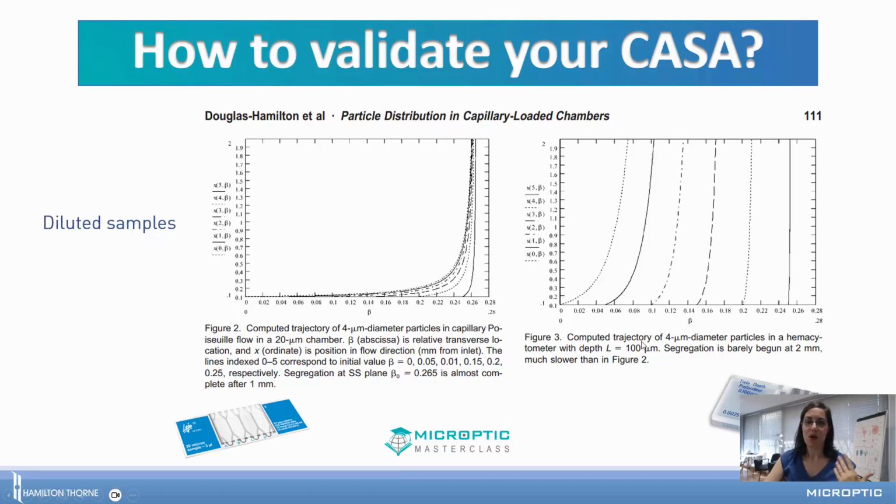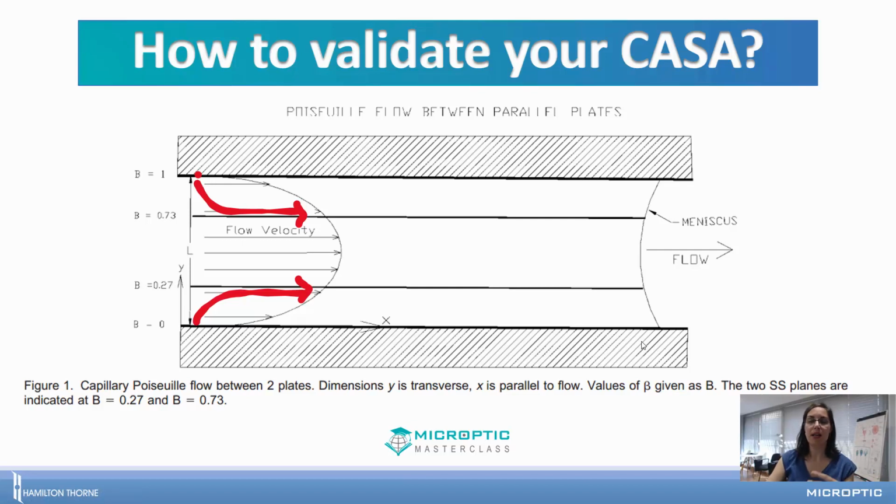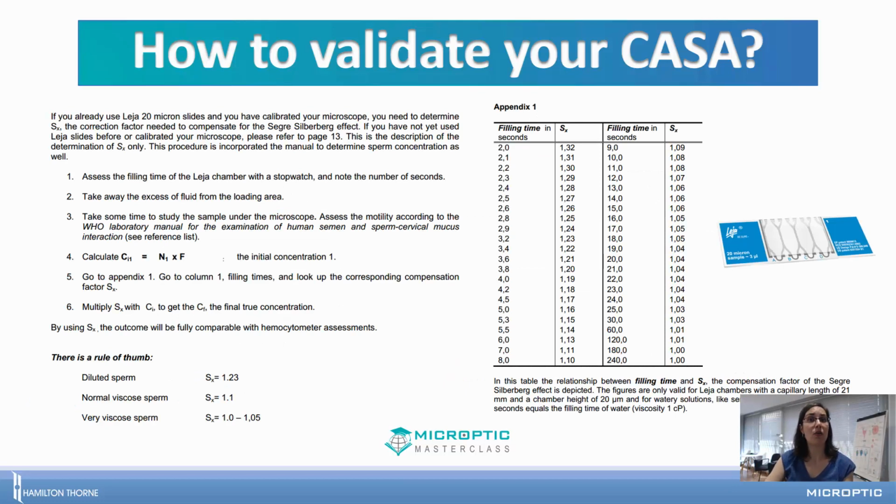So when you are working with very liquid samples or diluted samples, we need to keep in mind this effect. When we are loading these capillarity counting chambers, we should expect that these cells will move laterally to these SS planes, will generate a meniscus, and most of the cells will be concentrated on this meniscus. So the concentration behind that meniscus will be below the expectation, the real concentration of the sample. And this is a problem. So how can we handle that?